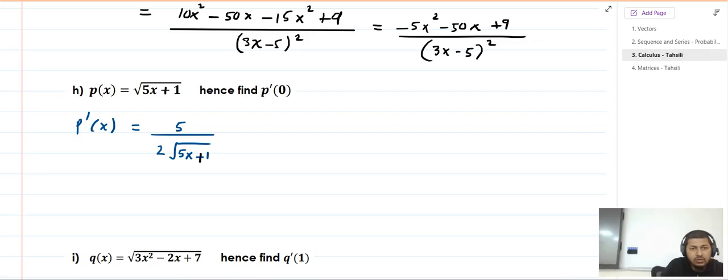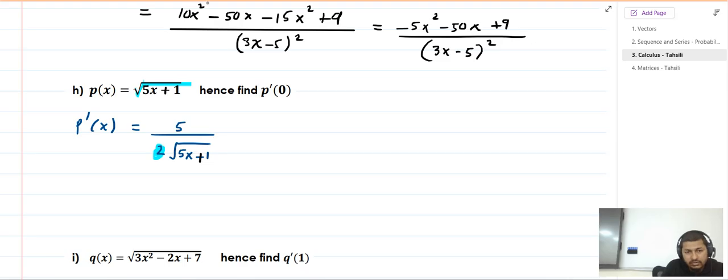Right, so let us simplify this. This is now equal to 5 over 2 square root 5x plus 1. We will substitute into p prime 0. The derivative is done, because we differentiated the inside, we put it on top, over 2. Remember the 2 is always fixed because of the square root, and put the function down.